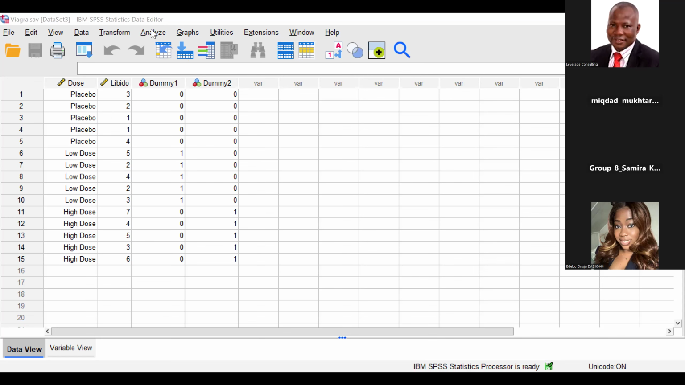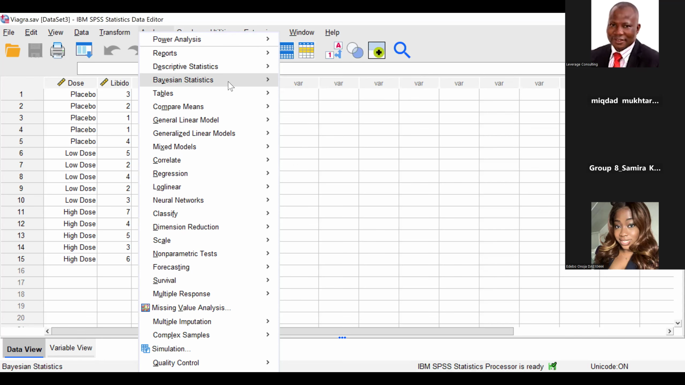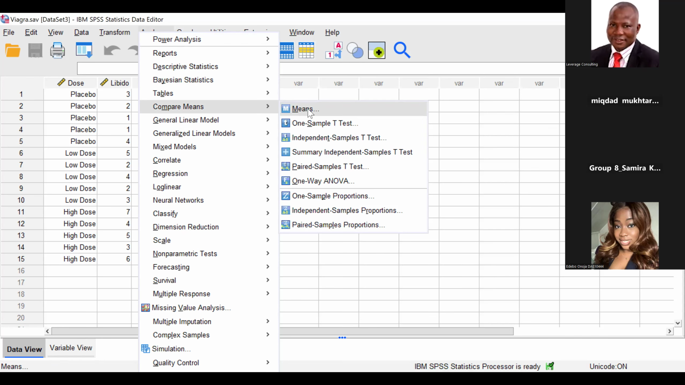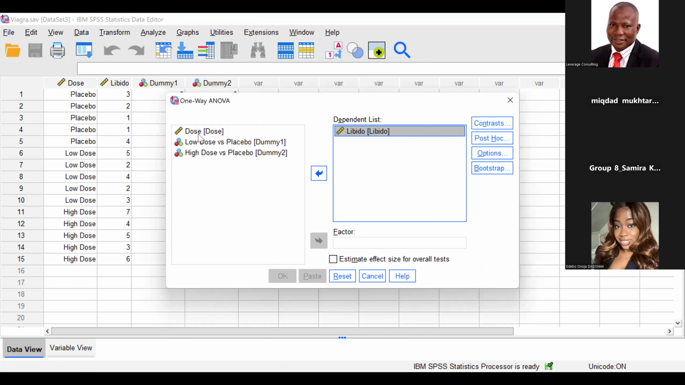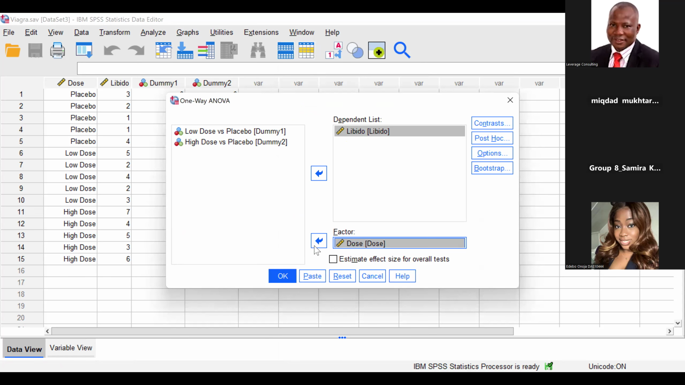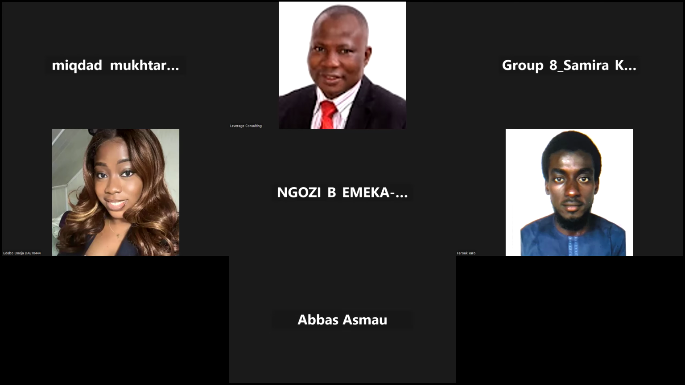So Analyze, Compare Means, One-Way ANOVA, libido, factor. So let me, I don't know if you are seeing the result.